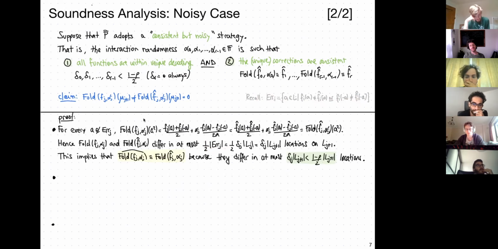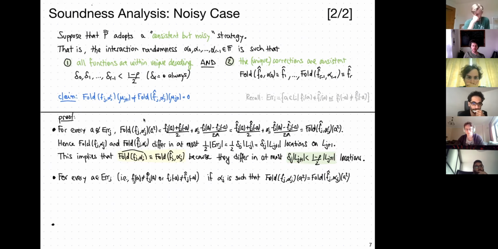Now, this implies that the operations of polynomial correction and folding commute. What does it mean? That if you fold the function and then correct, it's exactly the same as first correcting, then folding. And why is that? It's because they differ in at most a delta fraction of the locations, which means that they are inside the unique decoding radius. So in some sense, we are always staying within the range of the 0 codeword, and so we can always go back to that.